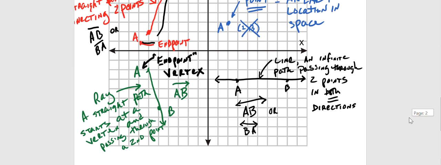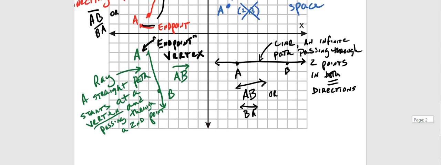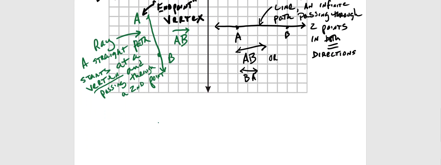A ray, which now takes on the starting point as being called the vertex, passes infinitely through another point. And this is really important. We can only name it in one direction from the vertex through the second point. And then our line, which runs infinitely in both directions and can be labeled either way. So the last thing we will quickly do, and I know this video is running a little bit long, is identify what a plane is.